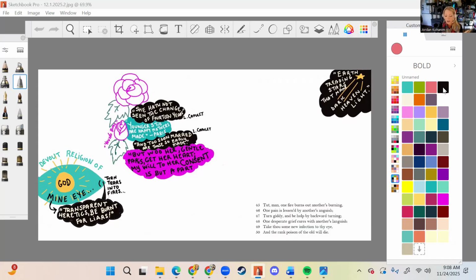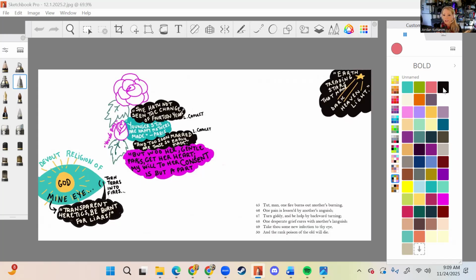Paris is a dignitary, and he basically is trying to ask Lord Capulet for Juliet's hand in marriage. And Juliet is young, and she's the only child that remains alive. All of the other children that Lord and Lady Capulet had died, and so they only have Juliet left. And Lord Capulet says she hath not seen the change of 14 years. She's 13 years old, right?